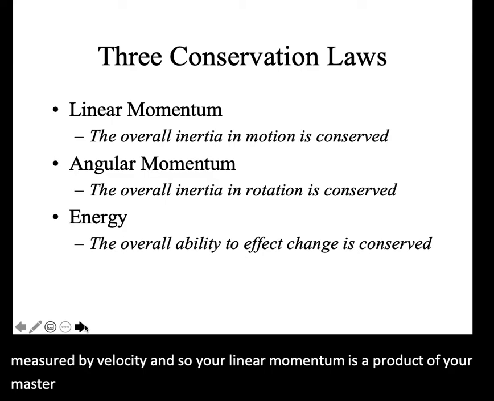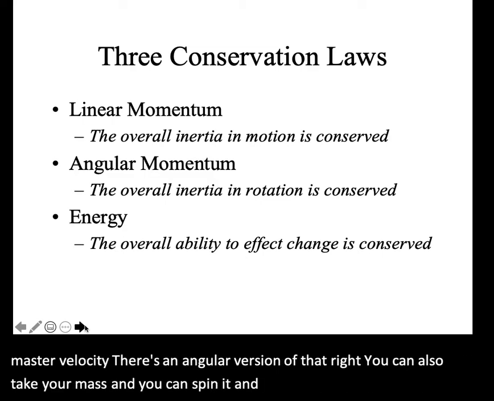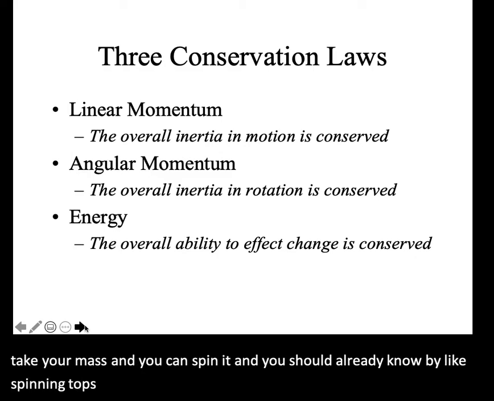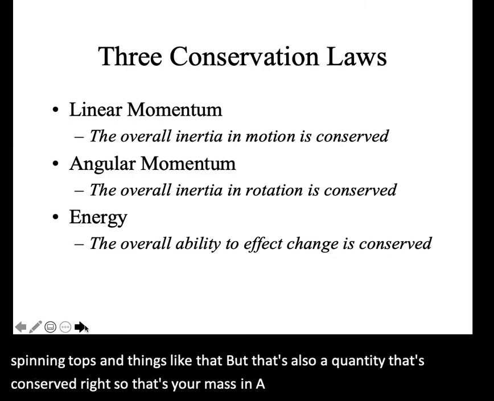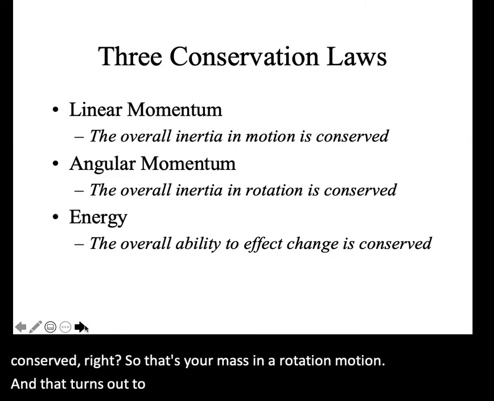There's an angular version of that, right? You can also take your mass and you can spin it. And you should already know by spinning tops and things like that, that's also a quantity that's conserved, right? So that's your mass in a rotational motion. And that turns out to be a conserved quantity also and explains a lot of physical phenomena that you see.